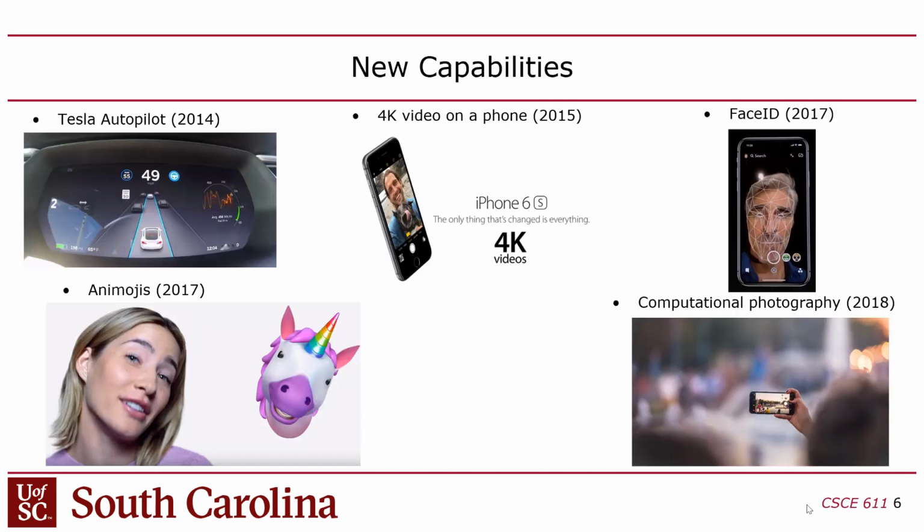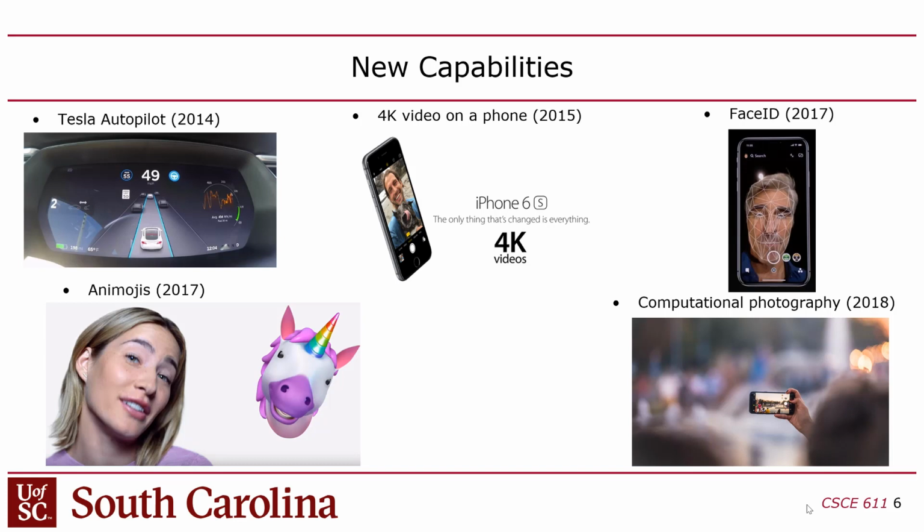But you might have also noticed that in recent years you hear about new capabilities all the time. You hear about self-driving cars, and this is a little out of date too, but I remember when 4K video came to phones in 2015, that was a big deal, because I thought there's no way you're ever going to be able to record 4K on a phone, but that happened. And then Face ID, animojis, computational photography, we're getting all these new capabilities.